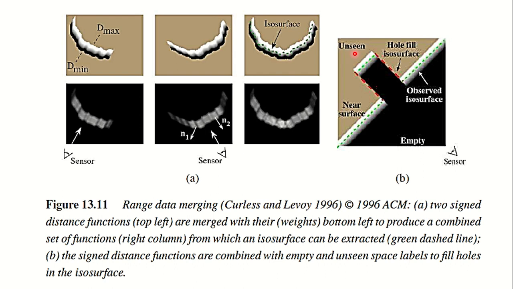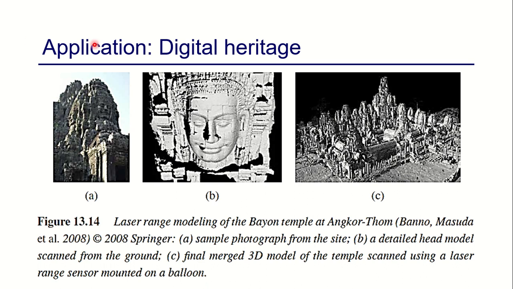This is the unseen part, and this is the part which is visible to us. So it is empty. Now you can see the gaps in between what you have. So this is the whole filled iso-surface. Signed distance functions are combined with the empty and unseen space labels to fill the holes in this iso-surface. The application of it is digital heritage, used for restoring historical places in a digital manner.